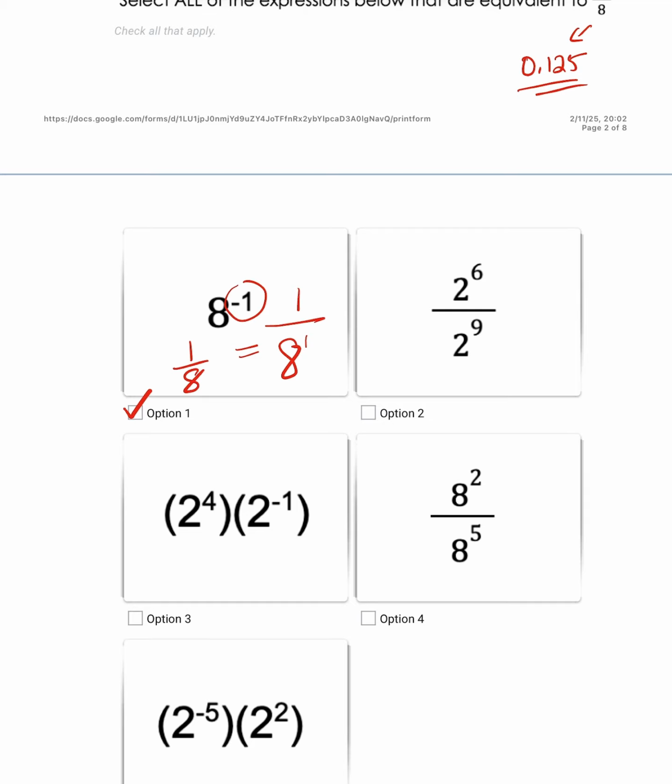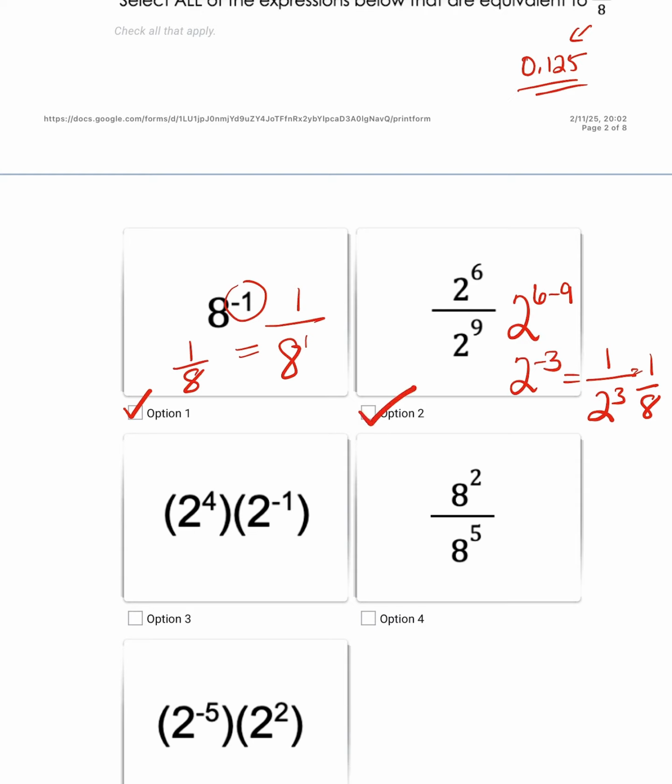Option number 2. In option number 2, I see the same base and I see a division bar. So that means I can use the quotient rule, which tells me to keep that base and subtract the exponent, 6 minus 9. When I do 6 minus 9, I get negative 3. But again, that negative exponent rule tells me that I can make it positive if I move the base to the other side of the fraction bar and then make it positive. Well, 2 to the third power, that means 2 times 2 times 2, and that is 8. So this is 1 over 8, which means that option number 2 also works.